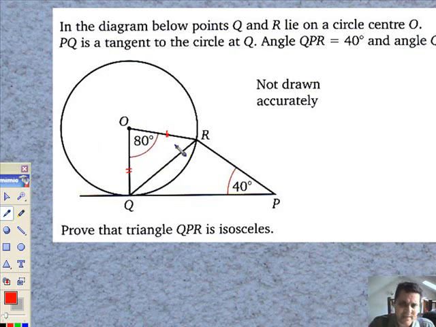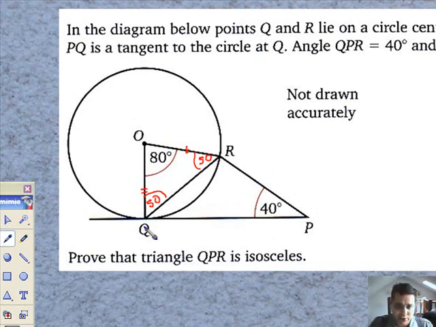If that's 80, then basically I've got 100 degrees left to share between angle Q and angle R. So essentially you're going to get 50, and you're going to get 50 as well. So I've got two 50-degree angles. That's lovely. By the way, what's the question? Oh, prove that triangle QPR is isosceles. In other words, this must be the same length as that. I can't prove it, but if I can prove that this angle here is 40 and that's 40, hey, we're up for it.